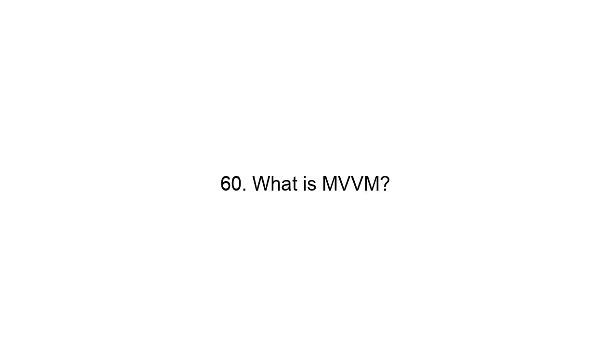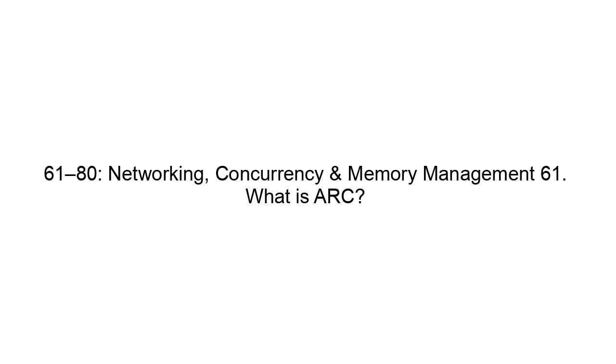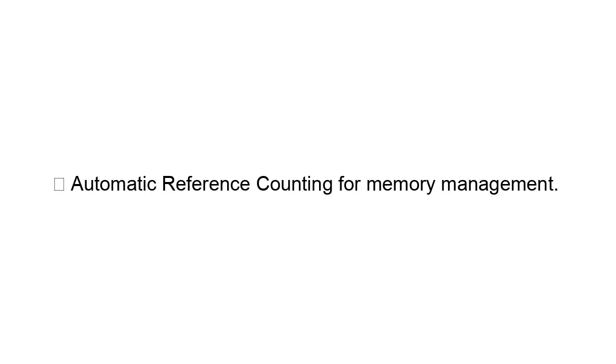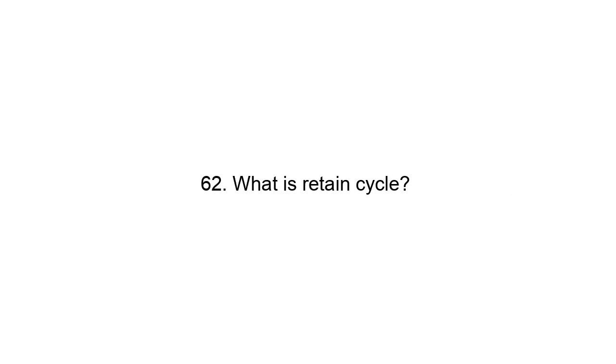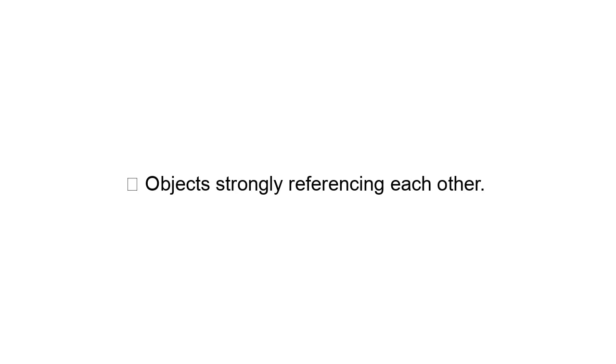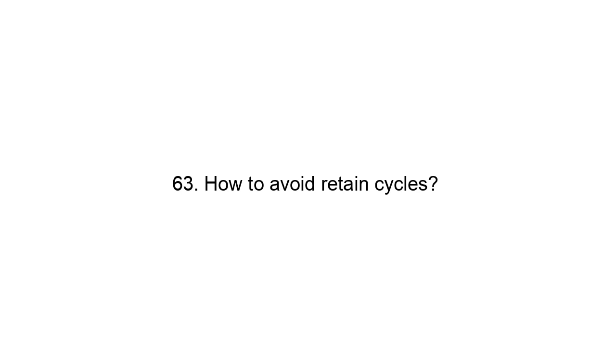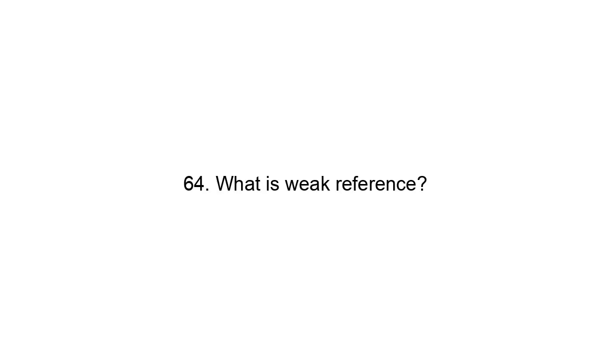60. What is MVVM? Model, view, view model architecture. 61 to 80. Networking, concurrency, and memory management. 61. What is ARC? Automatic reference counting for memory management. 62. What is retain cycle? Objects strongly referencing each other. 63. How to avoid retain cycles? Weak references. Unowned references. 64. What is weak reference? Does not increase reference count.